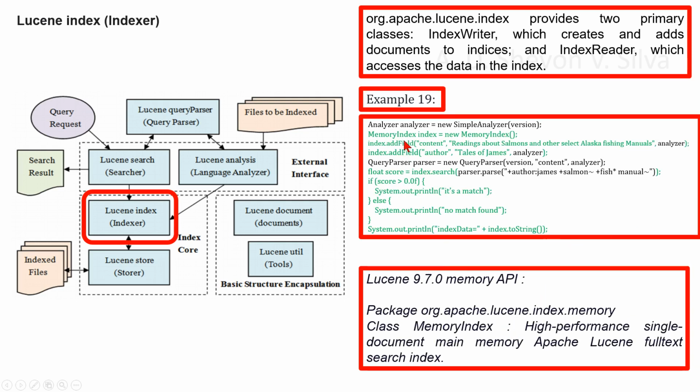Here is the class MemoryIndex in package org.apache.lucene.index: a high performance single-document main memory Apache Lucene full-text search index. The memory API is for the memory, and the class MemoryIndex is that high performance single-document main memory Apache Lucene full-text search index.